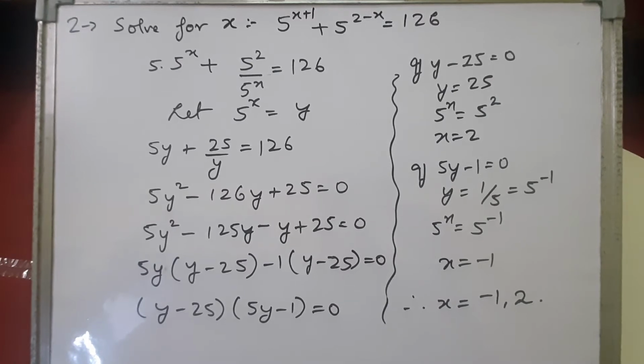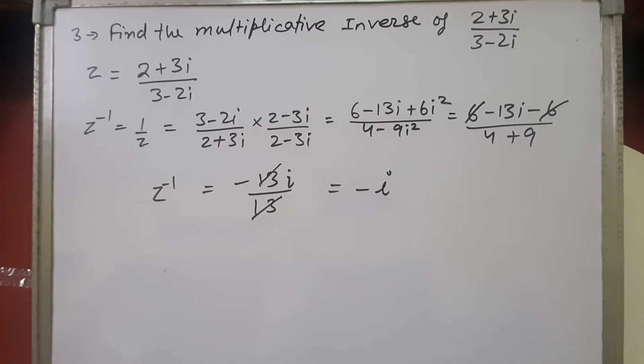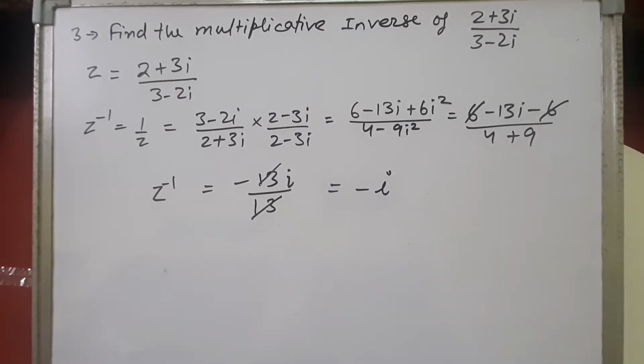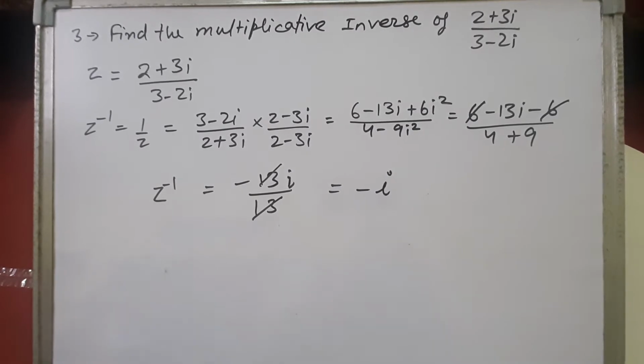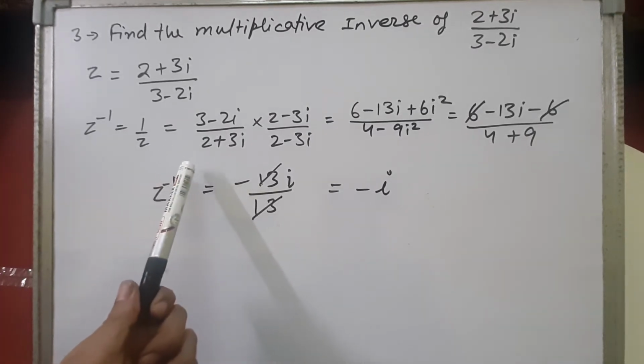Alright, please note down. Okay children, let's see the third sum. In this sum, we have to calculate the multiplicative inverse of (2 + 3i)/(3 - 2i). So, I have assumed that z = (2 + 3i)/(3 - 2i). That means z inverse will be 1/z, which is (3 - 2i)/(2 + 3i).